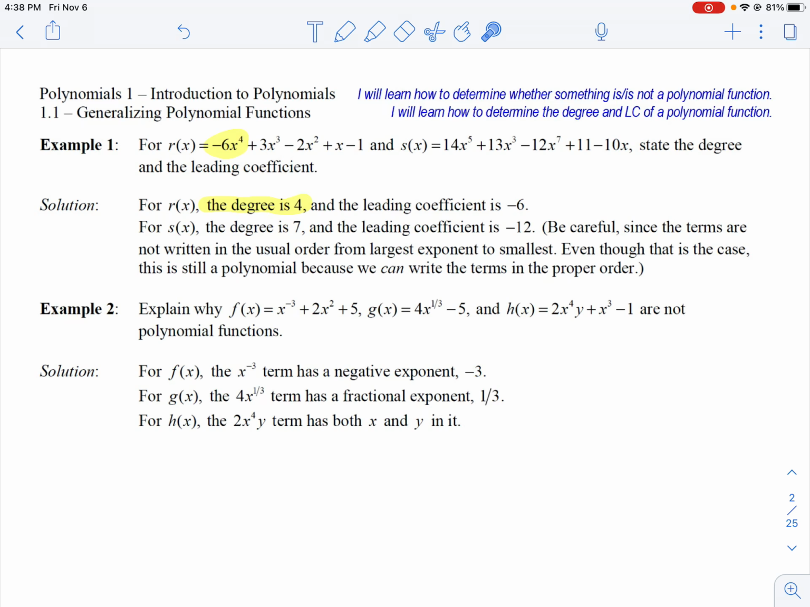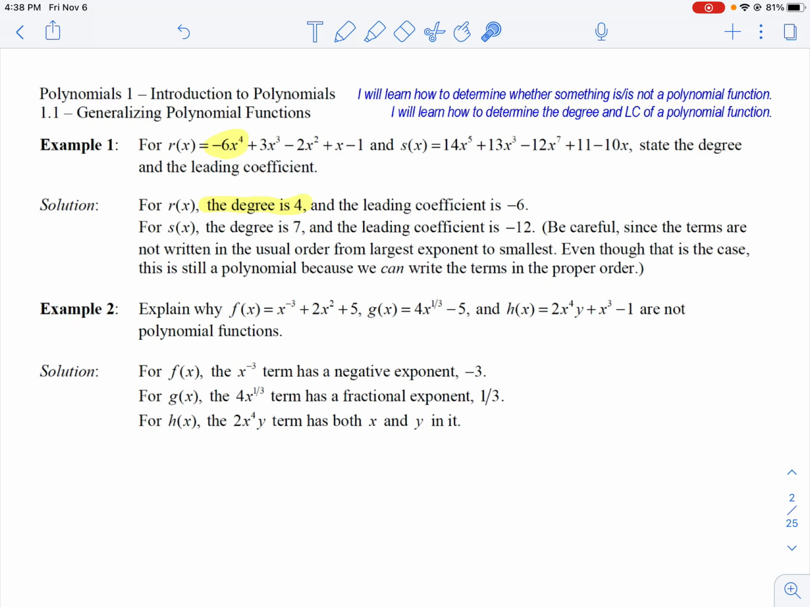Now, I would like to remind you that 3 is a coefficient. Negative 2 is a coefficient. Positive 1 in the 1x is also a coefficient. But we're not looking for just any coefficient. We're looking for the leading coefficient. Okay? Moving on to s of x.